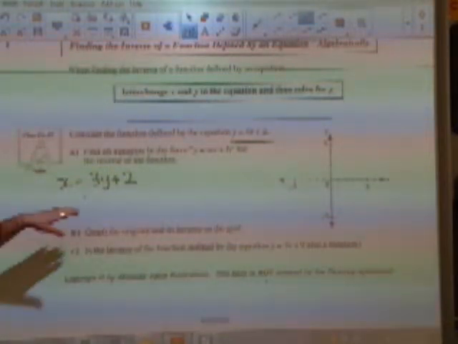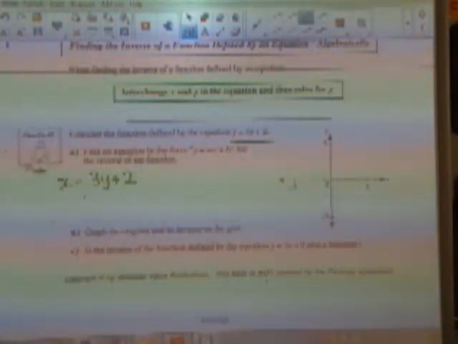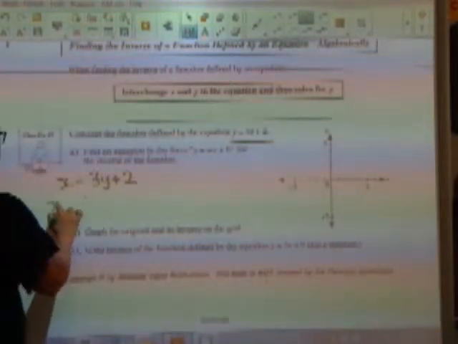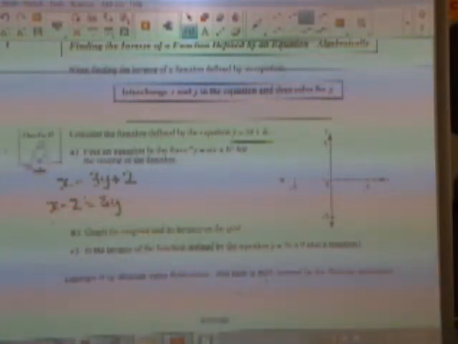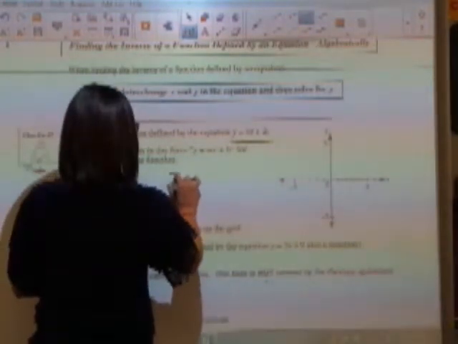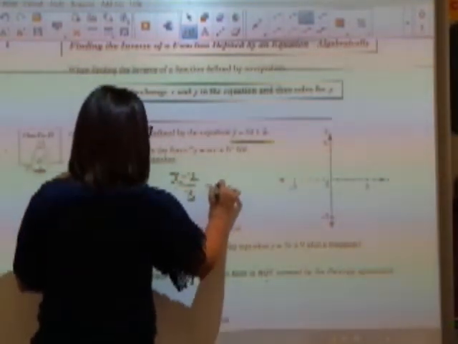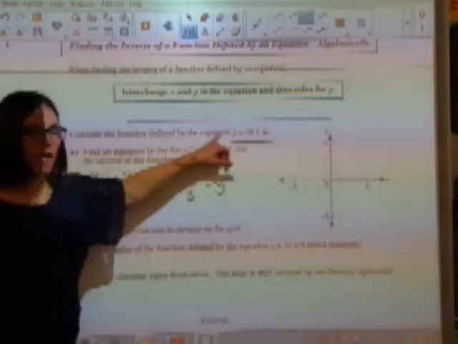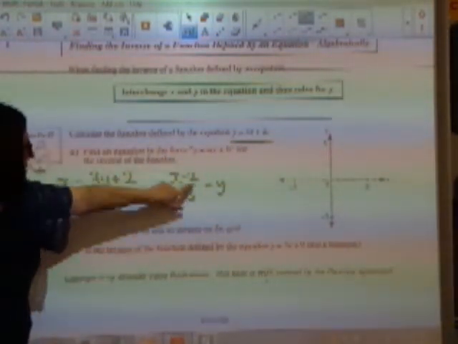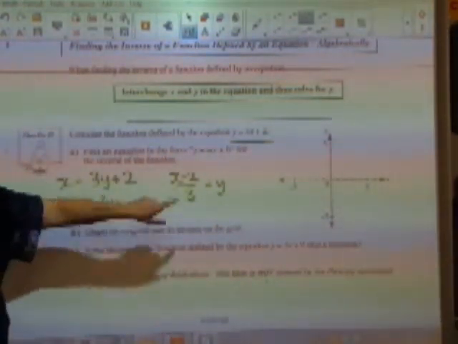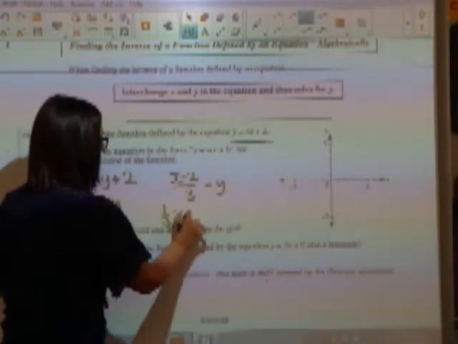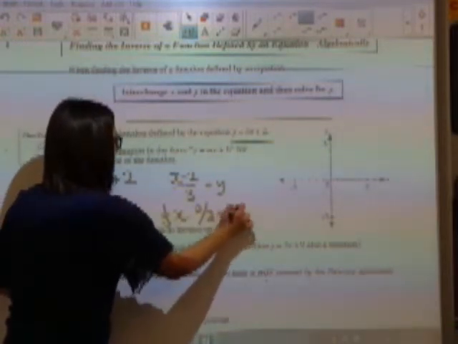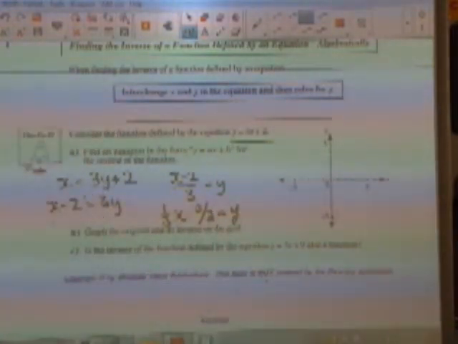So how do I get y by itself? So subtract 2, and then what did you say? Divide by 3. If I have to write it in the form y equals mx plus b, I would divide each term by 3. So x over 3, I can look at as being a 1/3 x minus 2/3 equals y.